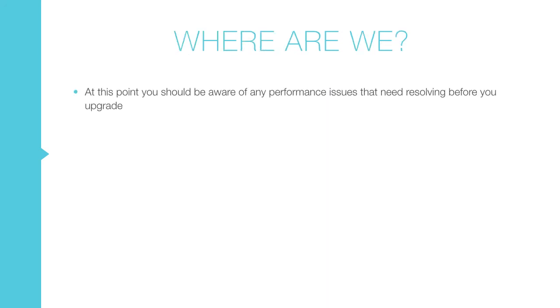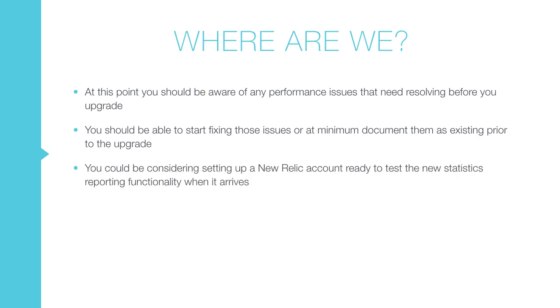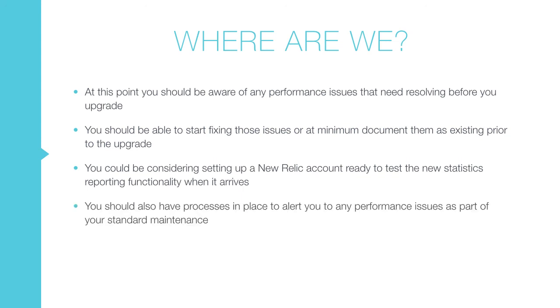So where are we? At this point, you should be aware of any performance issues that need resolving before you upgrade in terms of Domino. You should be able to start fixing those issues or at minimum document them as existing prior to the upgrade. You could be considering setting up a new Relic account ready to test the new statistics reporting functionality when it arrives. You can start looking at that at any time. You should also have processes in place to alert you to any performance issues as part of your standard maintenance. The DDM probes I was talking about, statistic thresholds, just things that allow you to see if you're going to have an issue in your environment.